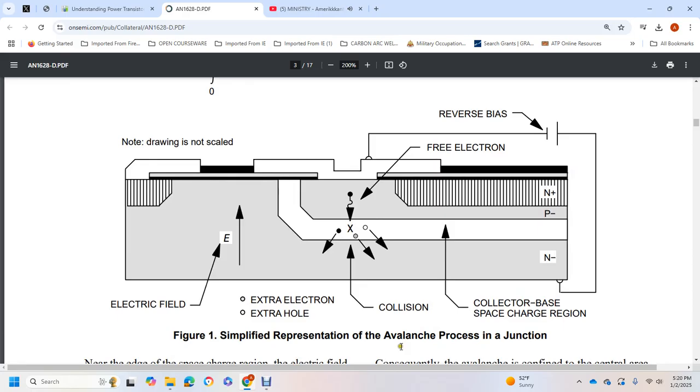Figure 1 shows a simplified representation of the avalanche process of the junction under reverse bias: a free electron, the electrical field, an extra electron-hole pair, a collision, and the collector-base space charge region.